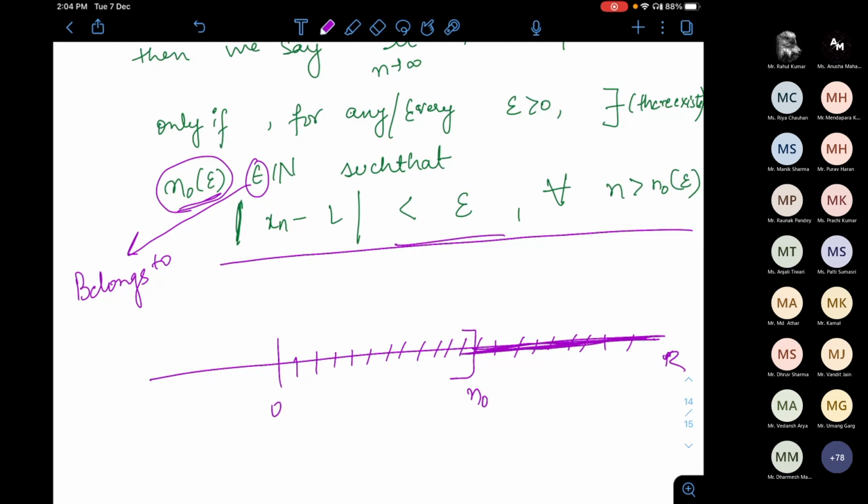Ma'am, if this condition does not hold true, then we should say that the limit does not exist. Yes. Then there will be many other cases. We will consider the cases one by one.